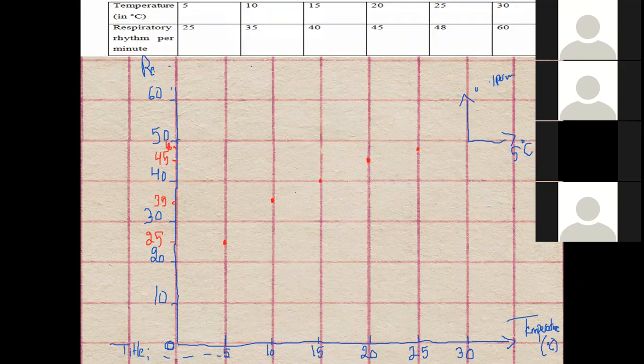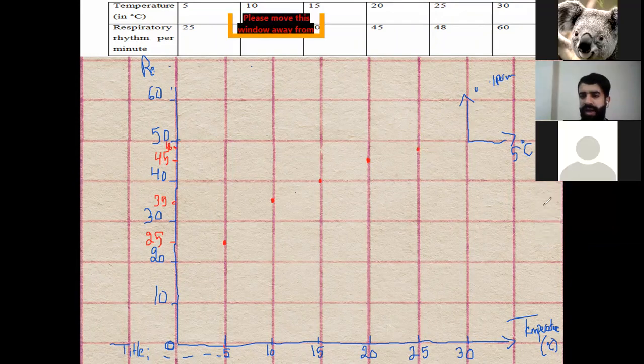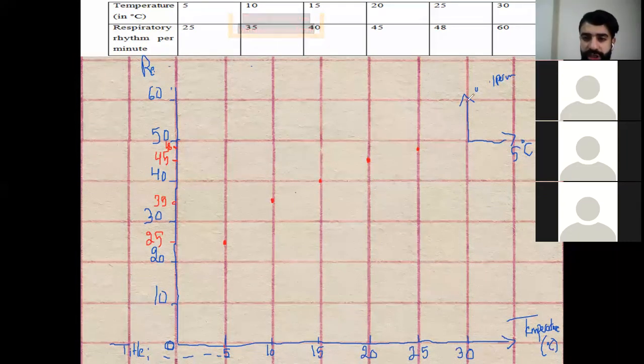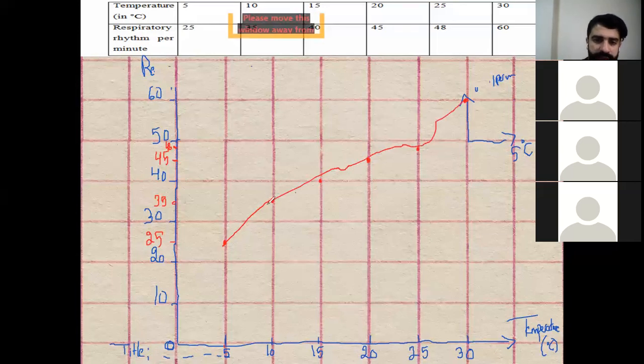Thank you, Hala. Moving forward, Hassan Watfa. Hassan, when the temperature is 30, the respiratory rhythm is 60. So you have to put it here. And then we have to connect the dots, okay? I don't have a ruler, that's why it goes like this with me. So it should be better with you. I don't have a good pencil here. So it should be connected.